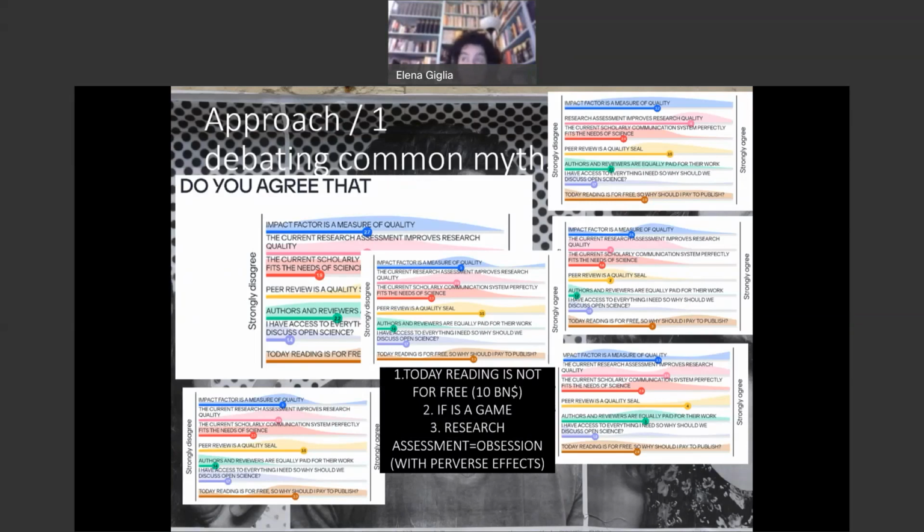The impact factor is simply a game and is a useless indicator, meaningless. And we also examined all the perverse effects coming from this obsession for research, because when you are so pressured to publish, then you do whatever it takes to publish in the highest impact factor journal, including fabricating or falsifying the data. So we discussed that a lot.